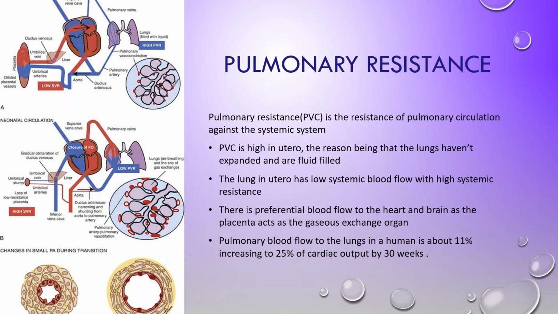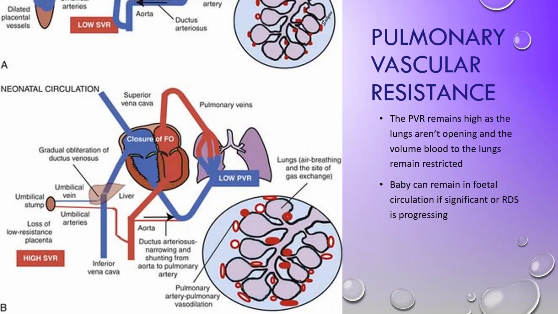Pulmonary blood flow to the lungs in the human is about 11%, increasing to about 25% of cardiac output by 30 weeks. So it progressively gets more and more, and that's why it is so important that when we're dealing with the microprems, we are careful with the way we resuscitate and the way we deal with their lung fields. The pulmonary vascular resistance remains high as the lungs aren't opening and the volume of blood to the lungs has been restricted. This happens until that first breath happens and we get the change.